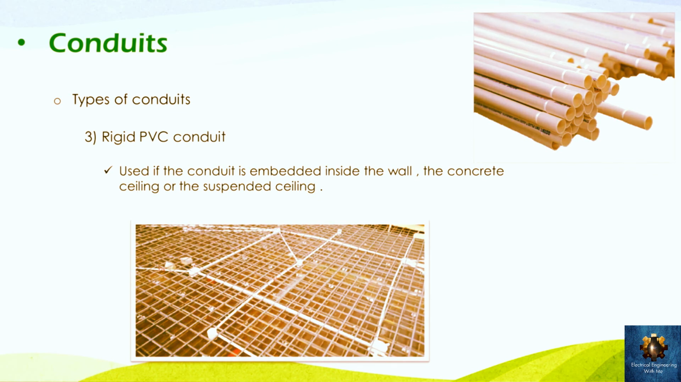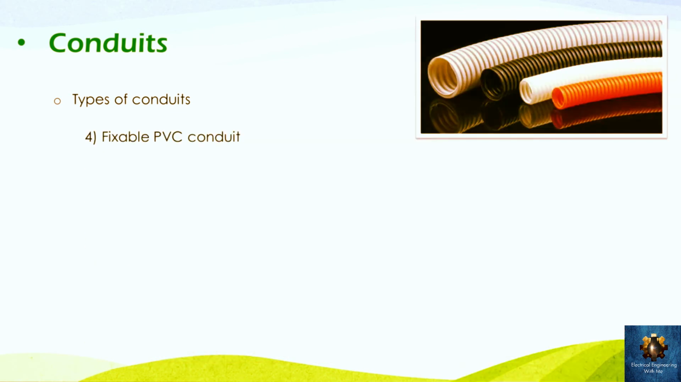Very good. Now the last type we have is the flexible PVC conduit. And this type of conduit is a plastic one, and it's made of the PVC also, or the polyvinyl chloride. But in that case, it's not a rigid conduit, but it's a flexible conduit.